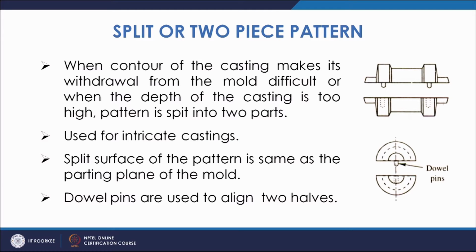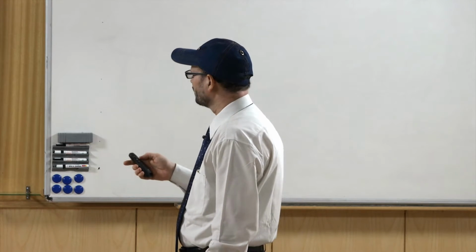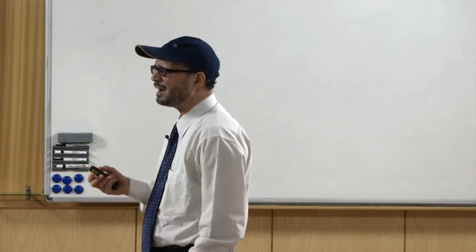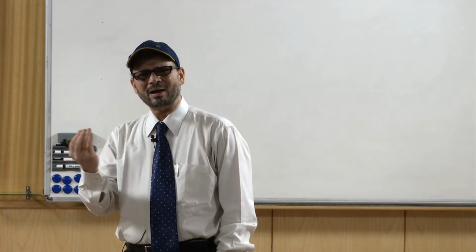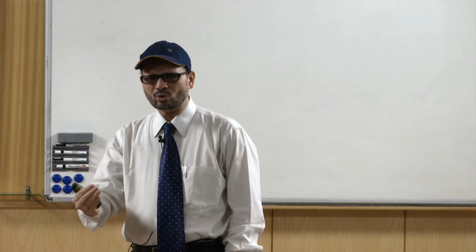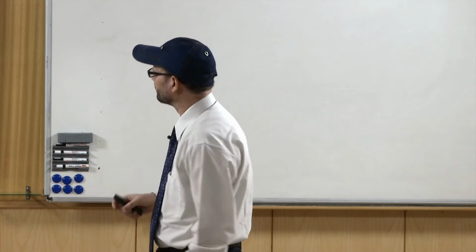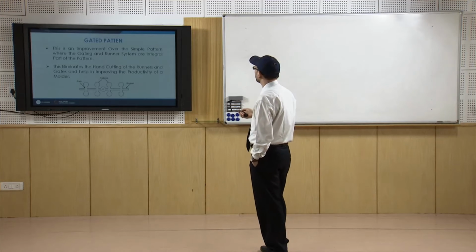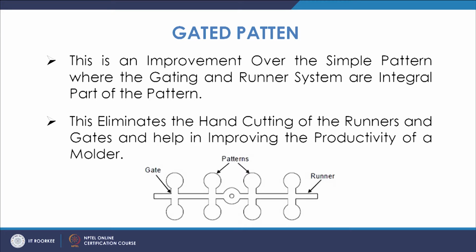Next is gated pattern. We know that in casting there is a gating system. You have to have some system by which the molten metal, once poured through that system, goes into the cavity. So, it is an improvement over the simple pattern where gating and runner system are an integral part of the pattern.